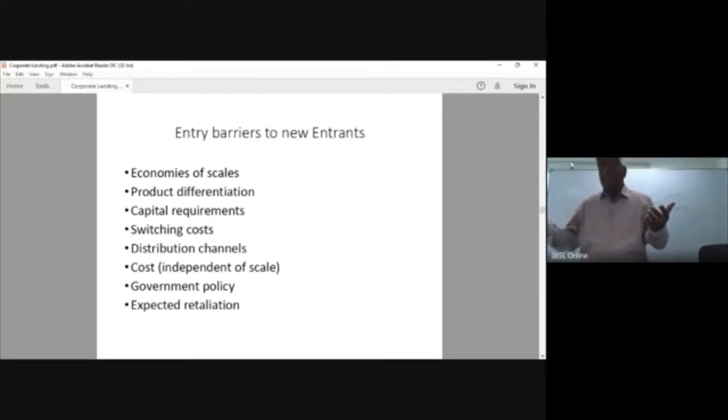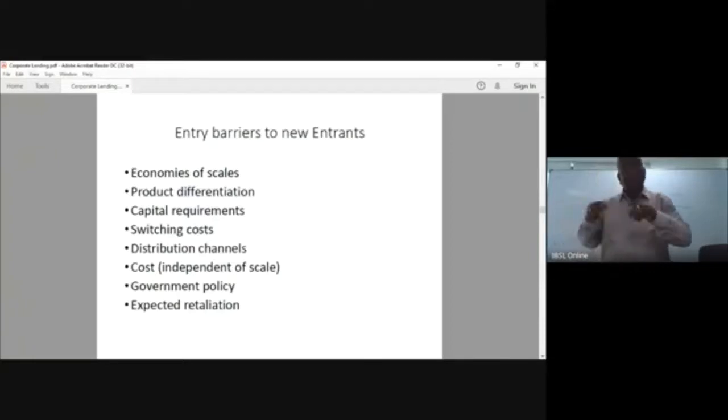Similarly, the distribution channel is another important factor. If you go to a small shop in Mondragala and ask for Lux soap, he will give you Lux soap. In any nook and corner, it is available. They have established a very good distribution channel for their product.